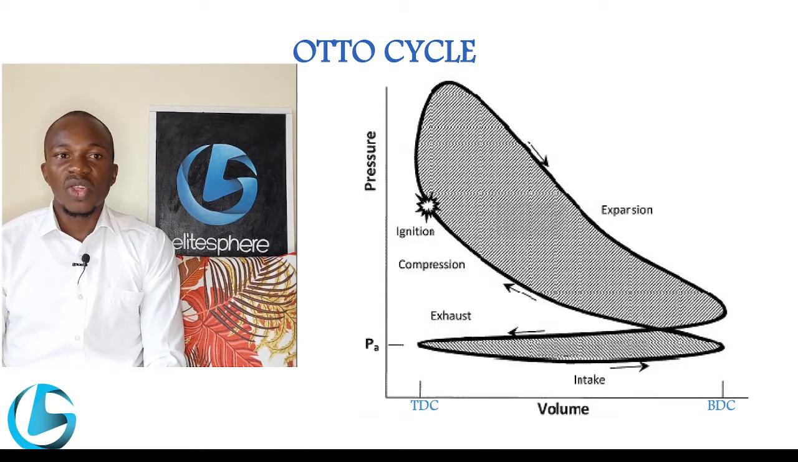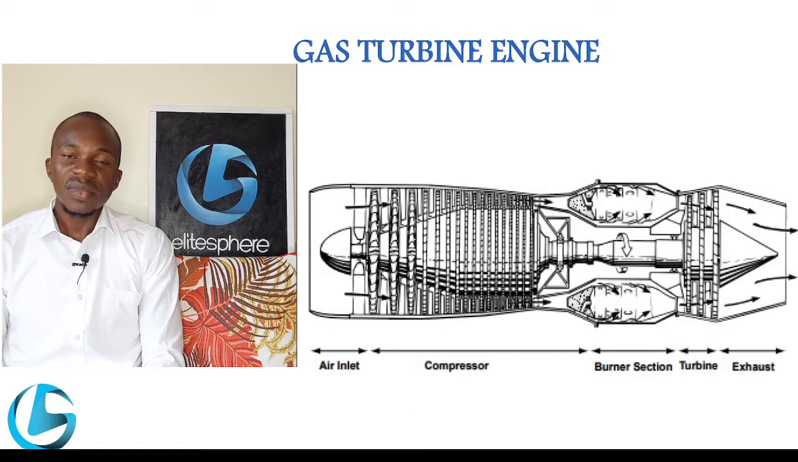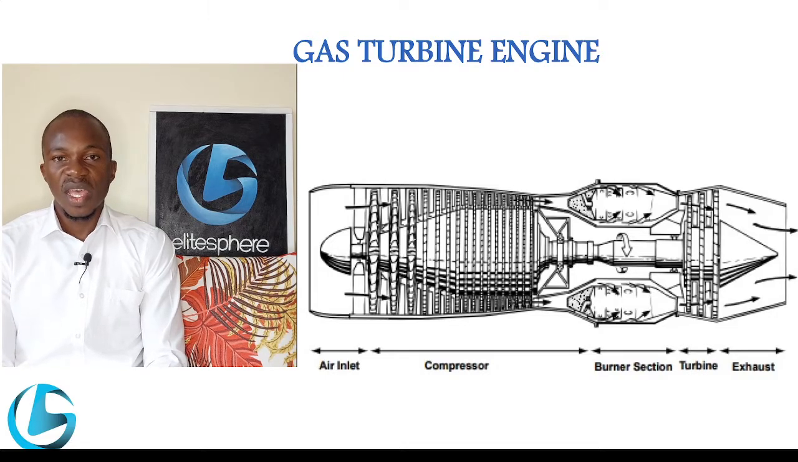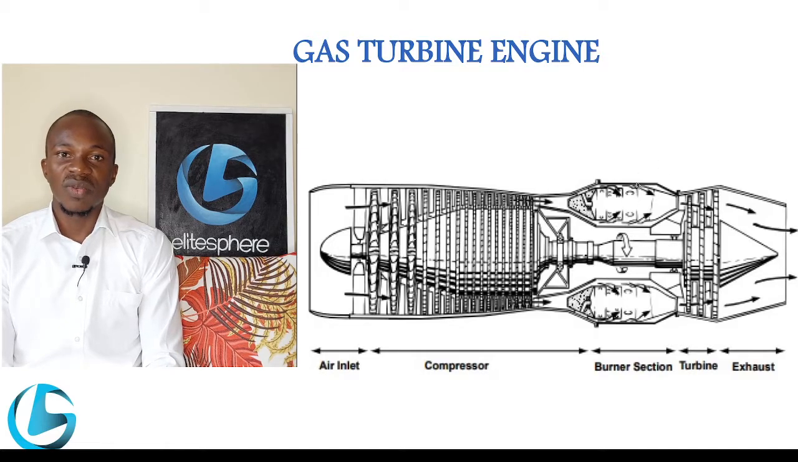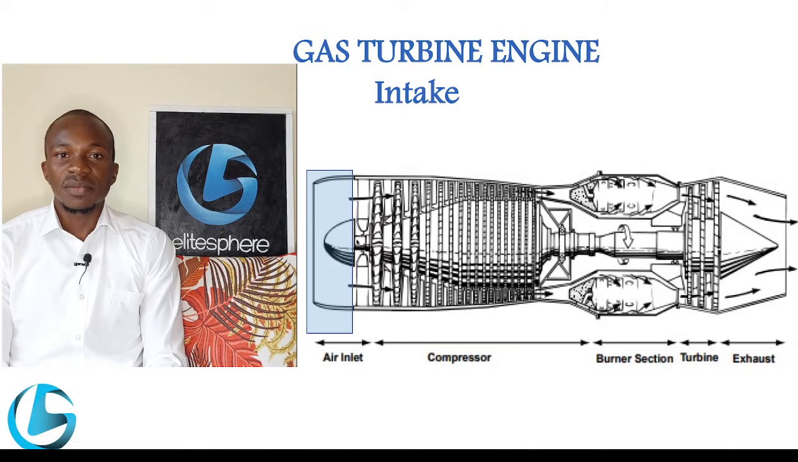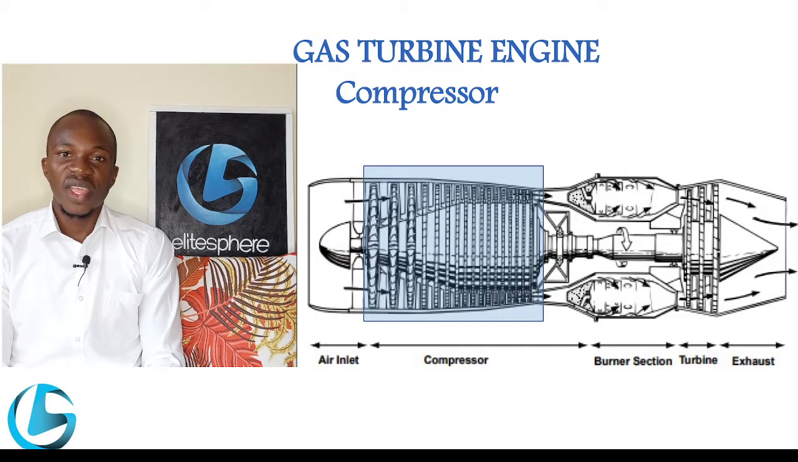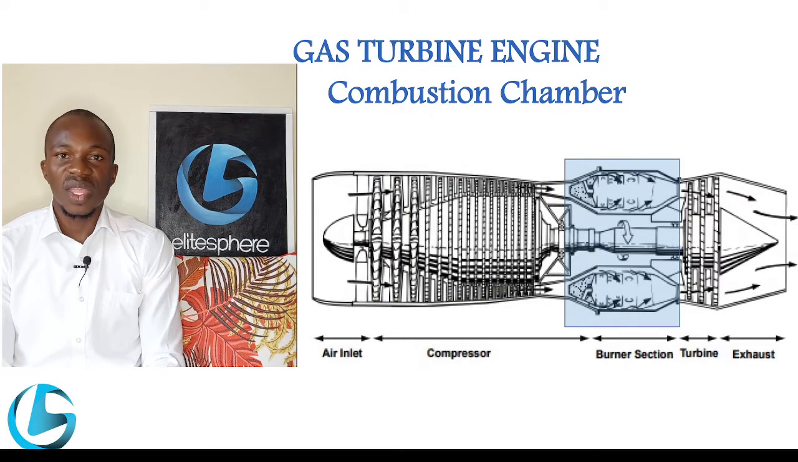Next, we look at the operation of a gas turbine engine. A gas turbine engine is also an internal combustion engine. Combustion takes place in the combustion chamber, unlike in a piston engine where combustion takes place in a cylinder. The events that lead to combustion in a gas turbine engine all take place at the same time, but in different components. The major parts of a gas turbine engine are the intake, the compressor, the combustion chamber, the turbine, and the exhaust.